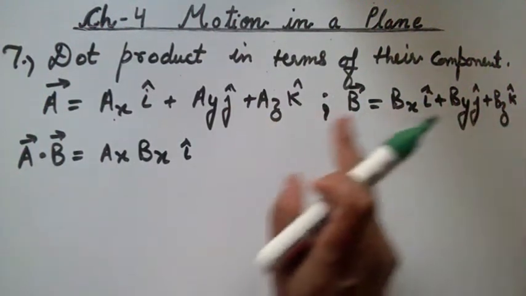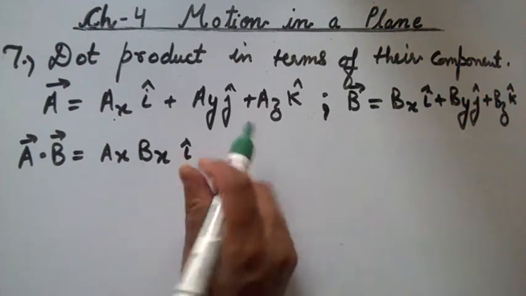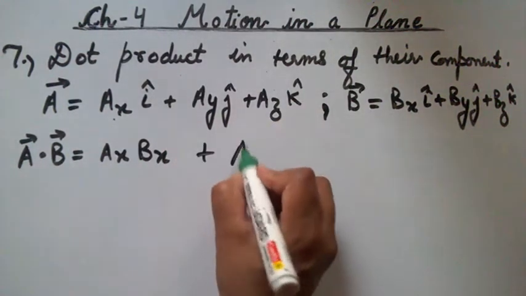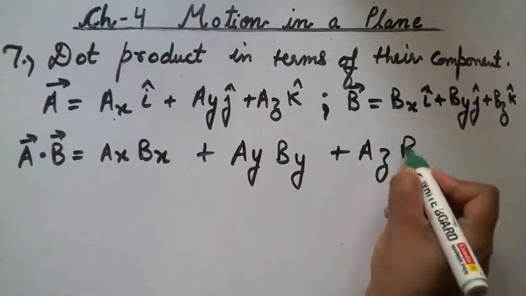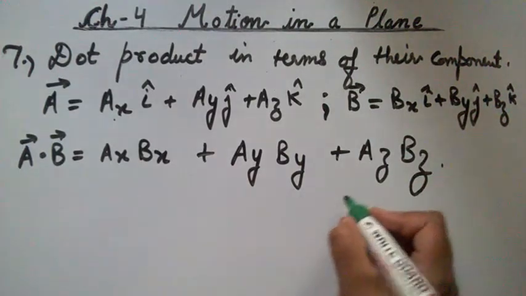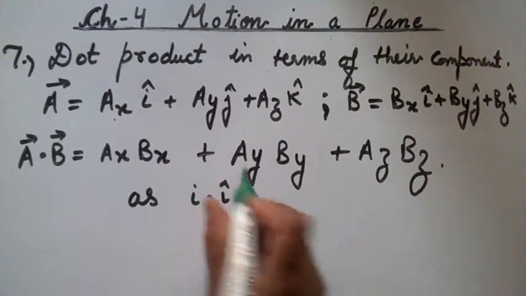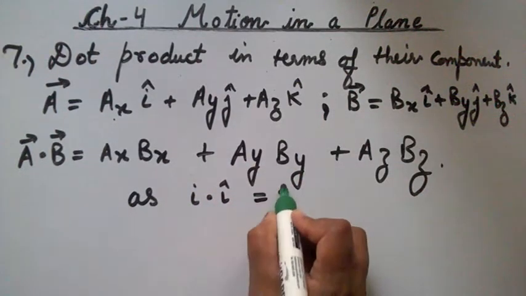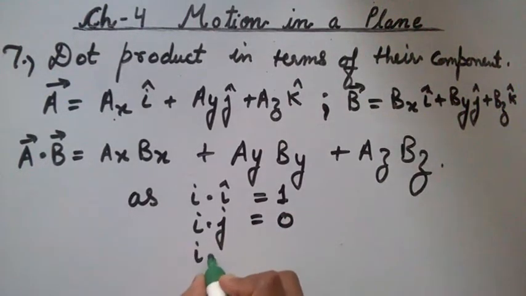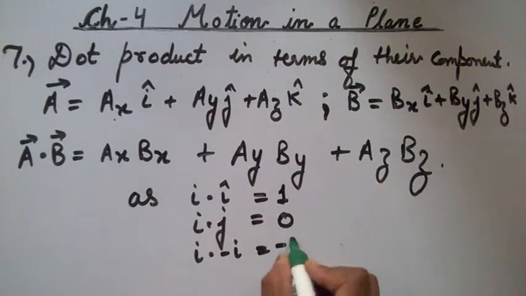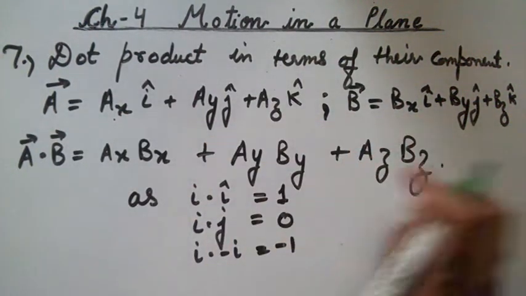And on solving we get Ax Bx plus Ay By plus Az Bz. As i dot i, or the like vectors, is 1, i dot j is 0, and i dot minus i is minus 1. When we implement all these, we get finally this value.